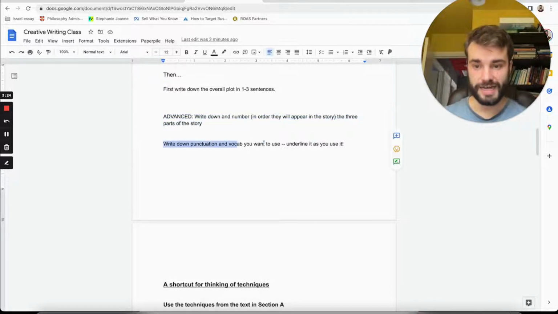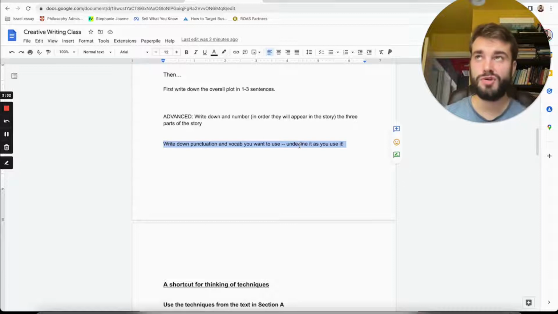And also write down any special punctuation or vocabulary you want to use, and as you use it, tick it off or underline it so you don't have to go back. But remember, you can't plan out in so much detail precisely when you're going to use a semicolon and when you're going to use this word. It doesn't work. Just in general, you have the ones you've got to use and you tick them off.